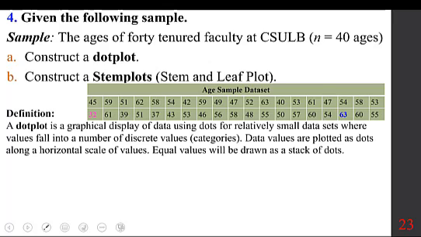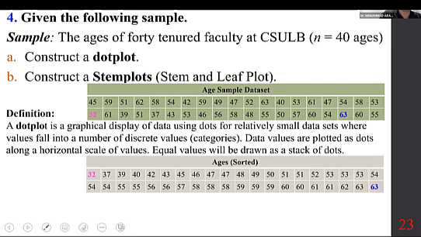A dot plot is a graphical display of data using dots for relatively small data sets where values fall into a number of discrete values, categories. Data values are plotted as dots along a horizontal scale of values. Equal values will be drawn as a stack of dots. In order to go with a dot plot, first course of action is to sort the data. Probably you can see that 32 is the smallest, 63 is the largest, and very carefully you sort it.